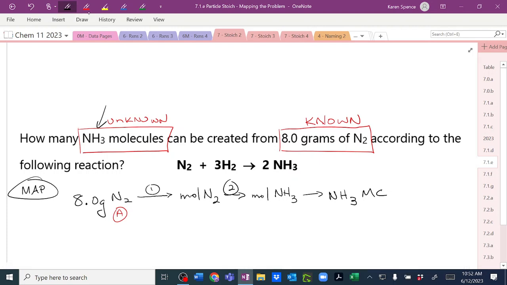I would like you to tell your partner what the conversion factors are for step 1, step 2, and step 3. What are those 3 conversion factors? And feel free to look on that new sheet that you got if you cannot remember.